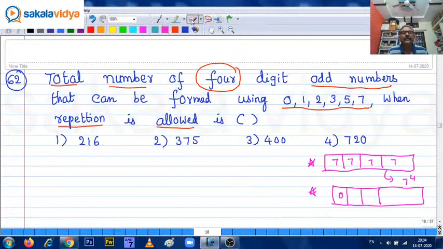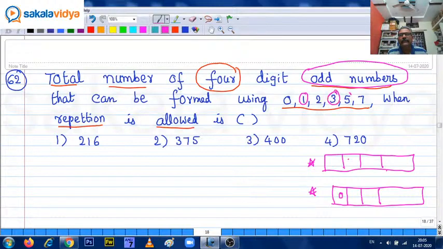Sorry, absolutely sorry, I didn't see the keyword. The keyword is very important. Yes, this is the keyword we have. We need to remember odd numbers. Odd numbers means the last place should be filled with 1, 3, 5, 7. So the last place can be filled 4 ways. After filling that in 4 ways, the others can be filled 7 ways, 7 ways, 7 ways. This will be 7 cube.